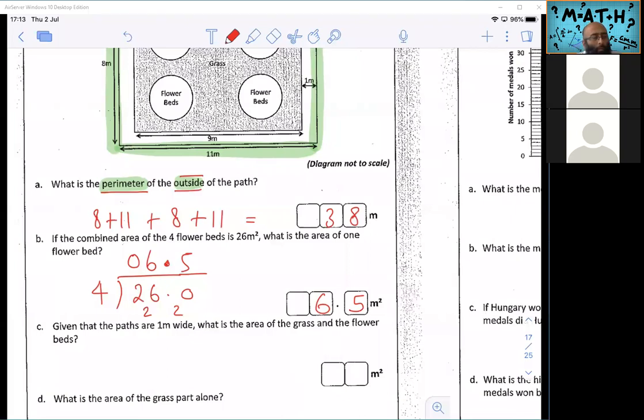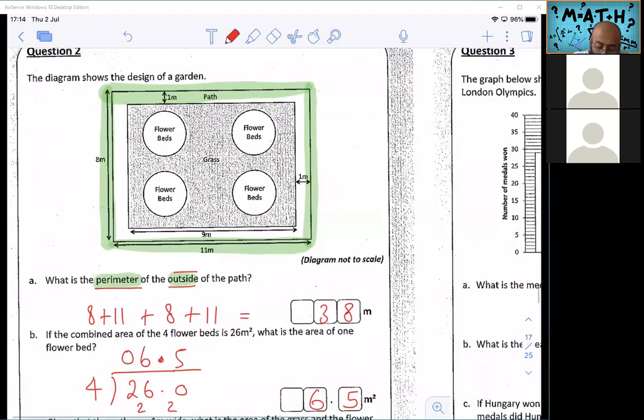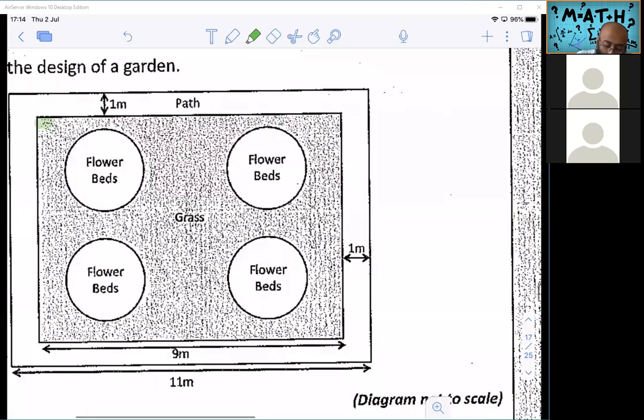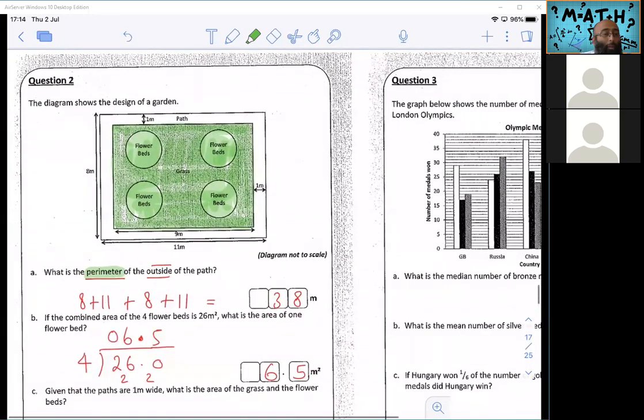Given that the paths are 1 meter wide, what is the area of the grass and the flower beds? Okay, so now, what do they want us to work out? The grass and the flower beds. Let me get rid of the old highlighter. So they want us to work out which bit now? They want you to work out the area of everything which is inside this rectangle here. The flower beds and that, yeah? Yeah. Okay, lovely.